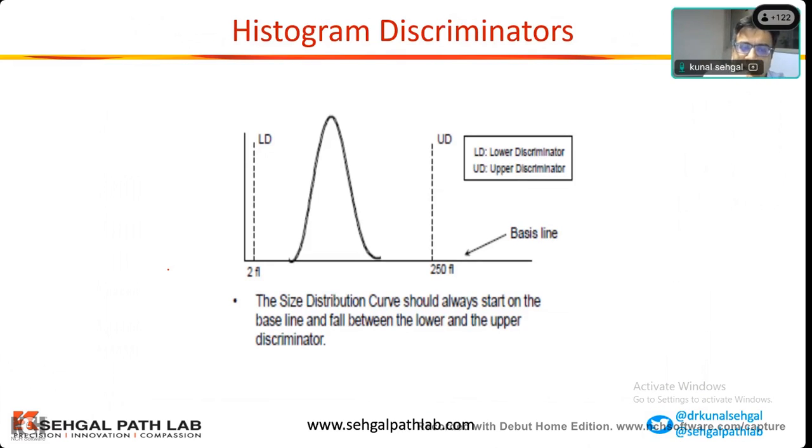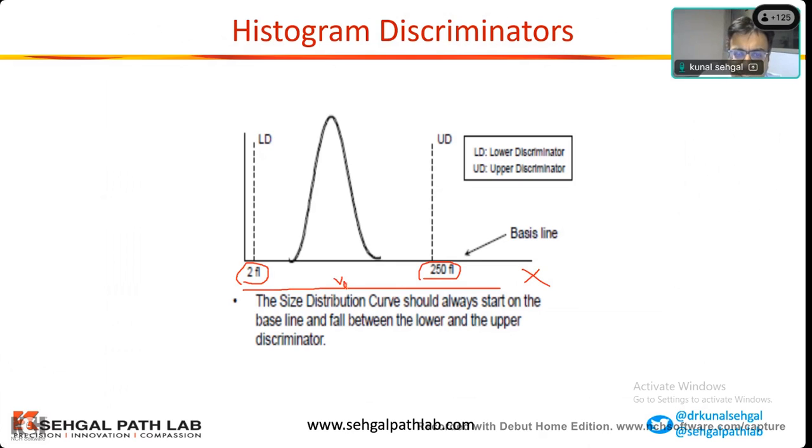Now, let's understand the parts of a histogram. As I said, the x-axis will measure the parameter of interest. Here the parameter of interest is the cell volume. Can anyone tell me what is FL? Dr. Akash? Femtoliters. Excellent.